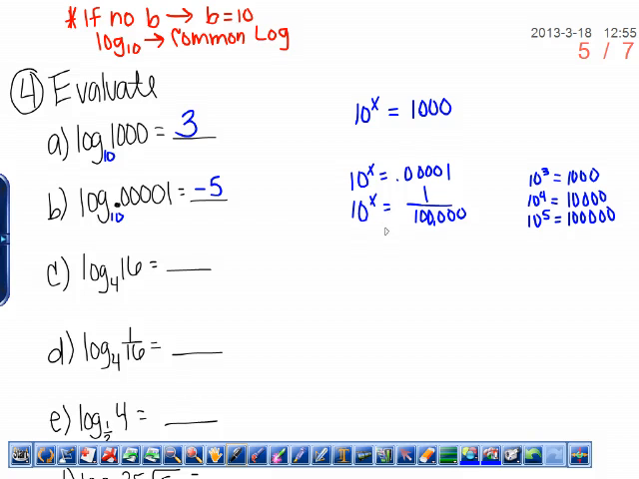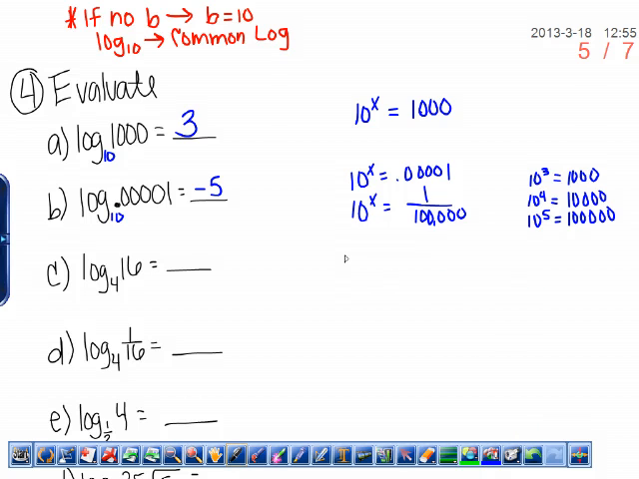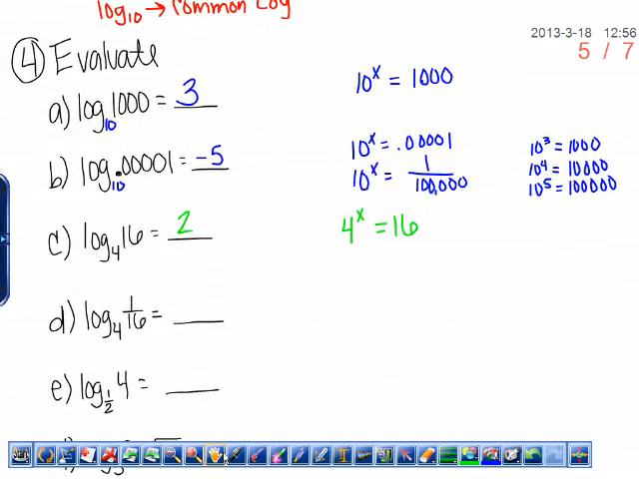All right, let's try C. What's the equation I think of in my head? Good. 4 to what power equals 16? Which would be what? 2. Everyone okay with that? All right. Please try D and E. If you get stuck, ask someone next to you.